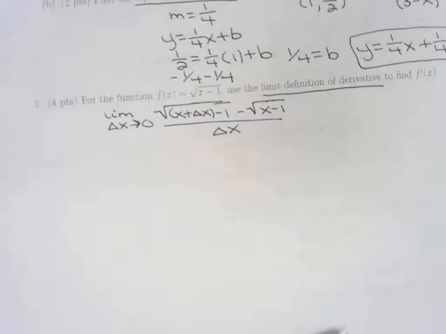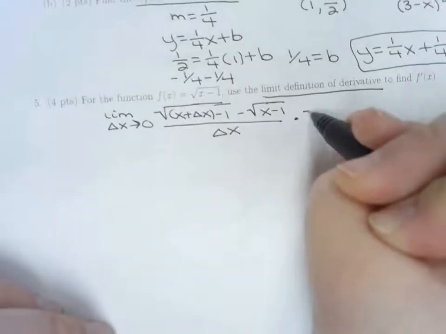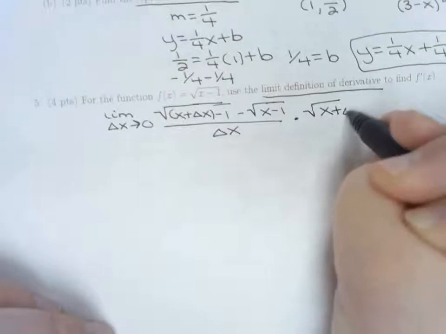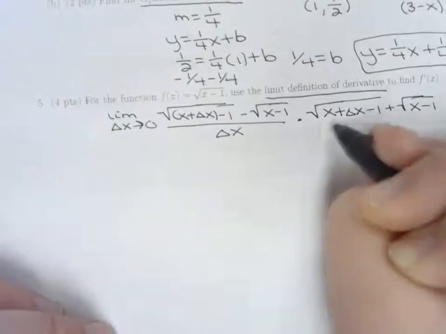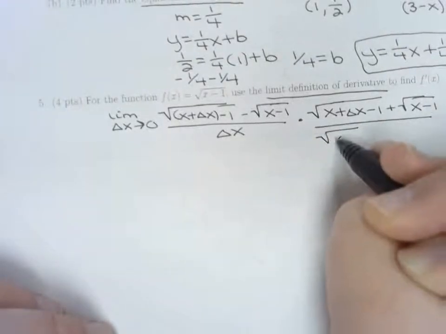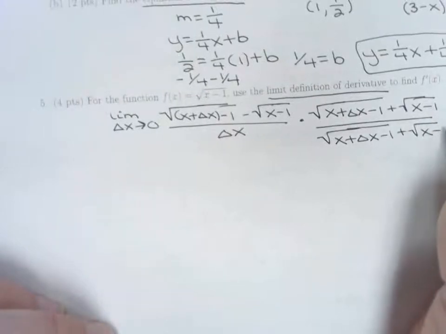First thoughts? Anytime you're taking limits of square roots, we talked about them when we did limit definition, you want to multiply by the conjugate because it's going to look messy for a little bit, but it should work out nice eventually. So we're going to multiply top and bottom by square root of x plus delta x minus 1 plus square root of x minus 1, all over square root of x plus delta x minus 1 plus square root of x minus 1.